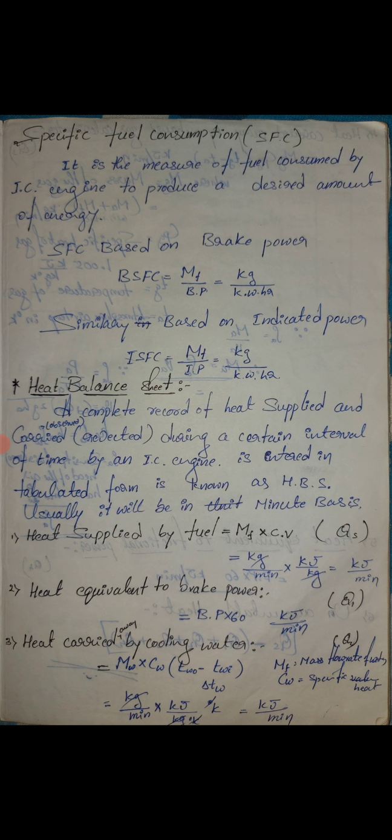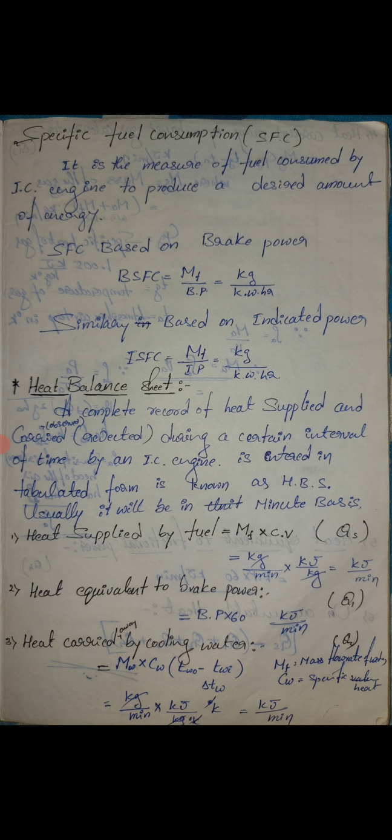Similarly, we are going to calculate specific fuel consumption. This is another performance parameter. Based on brake power, we have BSFC. It is nothing but mass of the fuel consumed per unit kilowatt hour. It is kg per kilowatt hour, MF by BP. Similarly, based on indicated power, we have ISFC. It is nothing but MF by IP. So once again it is in kg per kilowatt hour.